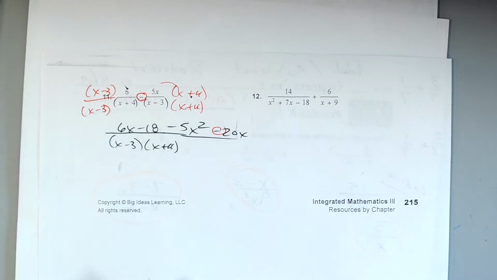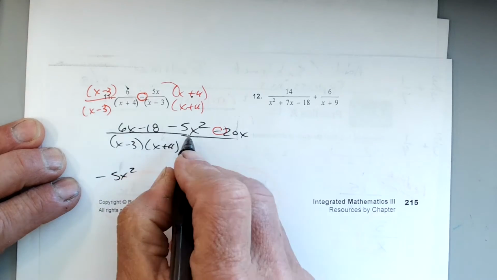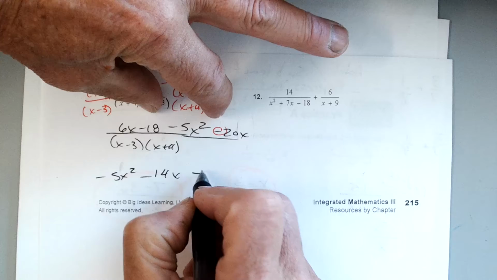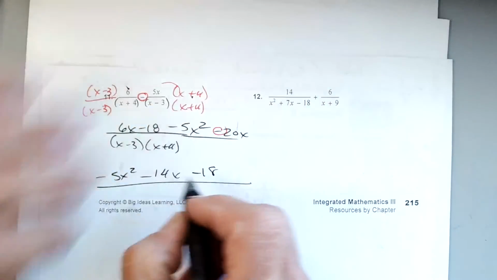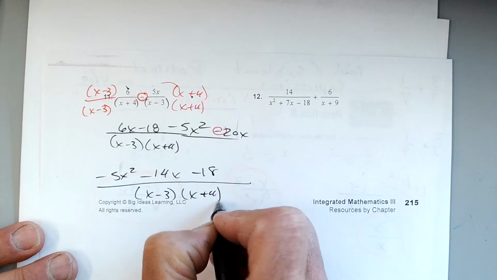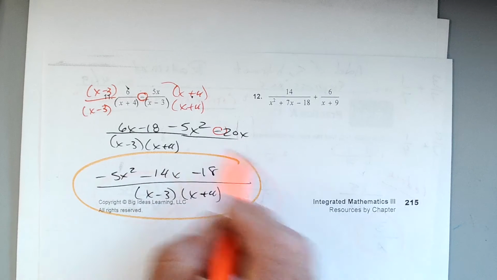All right, let's see what it simplifies to. So this is a negative 5x squared minus 14x minus 18 over my x minus 3 x plus 4, okay? And that's all I can do. It will not factor. It's a mess. We're done. Not much of a problem, huh? Kind of almost made it uglier, huh?